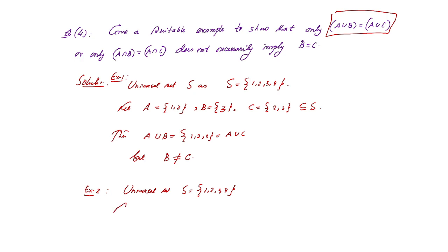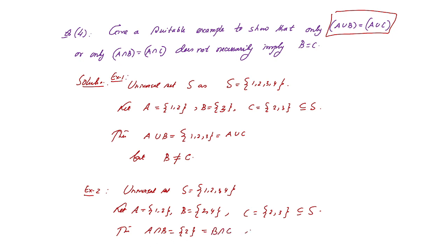And here we consider A equals {1, 2}, B equals {2, 4}, and C equals {2, 3}. All are subsets of S. In that case, A intersection B is basically the singleton set {2}, and this is also equal to B intersection C.